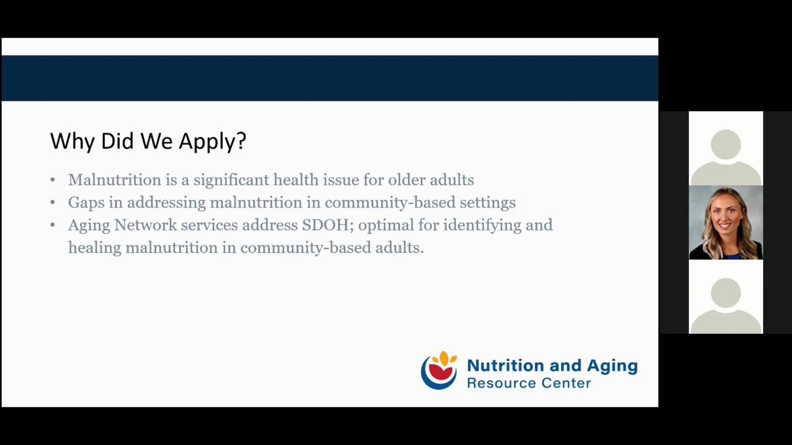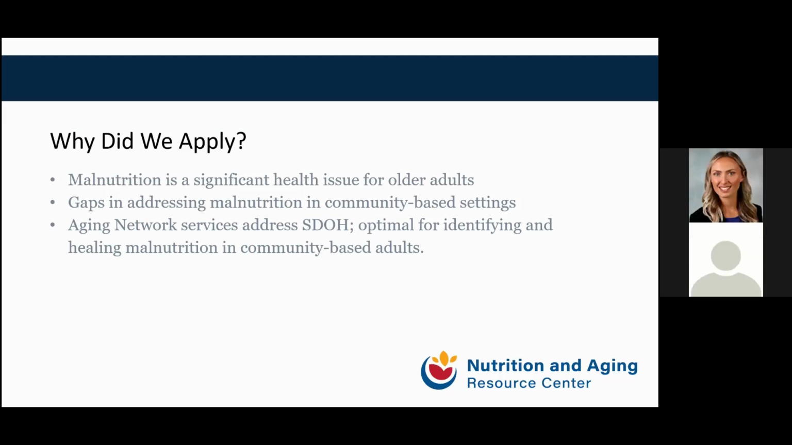And hospitals can only provide short-term interventions, and they don't address the social determinants of health. Poor health can be traced back to your economic situation, the neighborhood you live in, your access to health care, your education, and your social standing in the community, your social community involvement. So the aging network is able to impact malnutrition through providing services that address the social determinants of health.